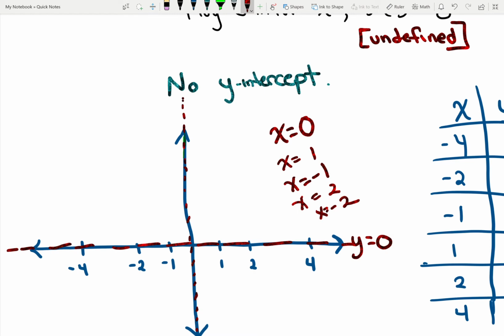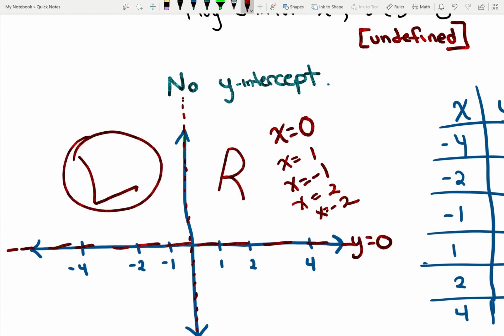And you have to pick them on both sides. See how our vertical asymptote here is at x equals 0. I chose numbers such as minus 1, minus 2, which are on the left-hand side of my vertical asymptote. And then I chose numbers like positive 1, positive 2, which are on the right-hand side of my vertical asymptote. Always include the left-hand side numbers and the right-hand side numbers. Don't just do one. You've got to do both. Okay, so let's see what happens.